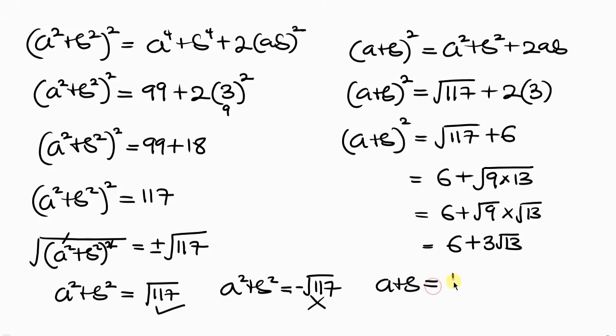Now by taking the square root of both sides, we have the left to be a plus b to be equal to plus or minus the square root of 6 plus 3 root 13. So there are two possible values for a plus b, which are the sum or minus of the square root of 6 plus 3 root 13. And so you have it.